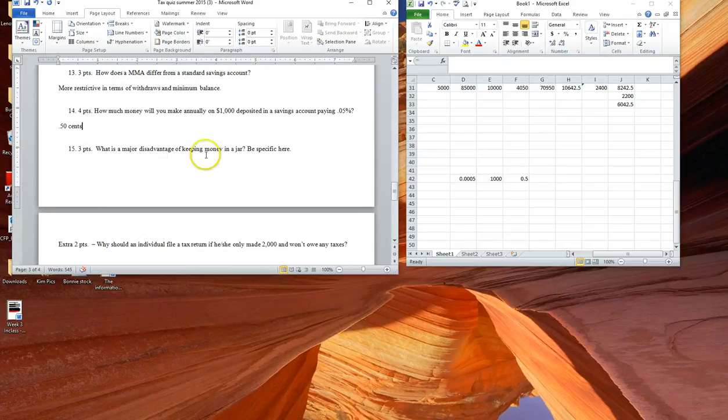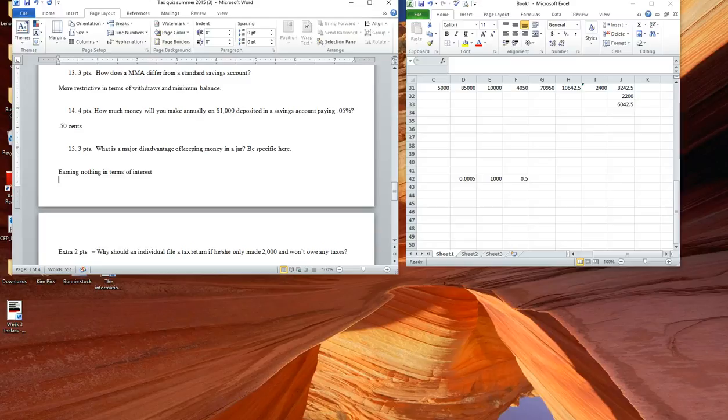What is a major disadvantage of keeping money in a jar? Well, if we keep money in a jar, we're not earning any interest at all. So the major disadvantage is earning nothing in terms of interest, but also, what is eating away at our money? That's right, inflation is eating away at our money. If prices are going up 1% each year and you're not investing your money at 1% each year, then you are losing money.